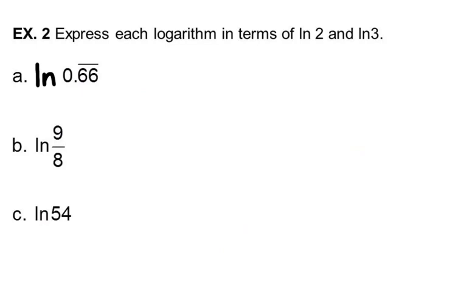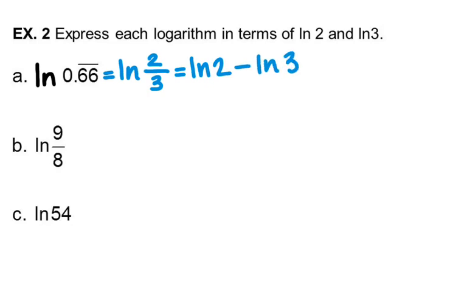Now we're going to do the same thing on example 2. This time it's just natural logs, and we want to write in terms of 2 and 3. So part A, I have the natural log of 0.66 repeating. So I know that 0.66 repeating is the same as 2/3. So natural log of 2/3. And I know that division changes to subtraction, so I can write natural log of 2 minus the natural log of 3. So whatever we do, we're trying to rewrite it in terms of the log or natural log that they give us.